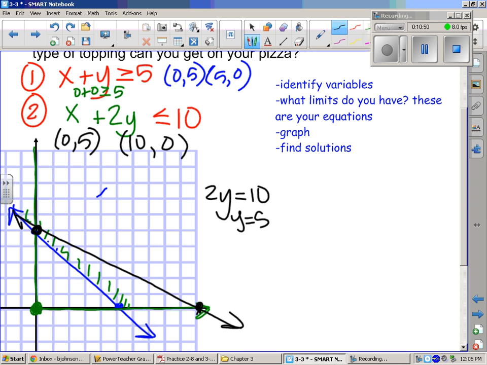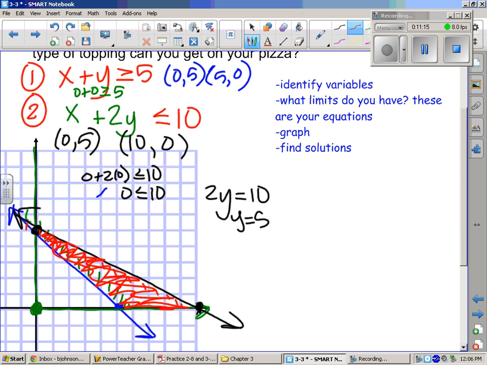Now let's talk about the shading. I did the standard form thing again, so I need to test using 0, 0. If I have 0 plus 2 times 0 less than or equal to 10, I'll get 0 less than or equal to 10. That's true. So on the black line, I'm going to have to go below. So the overlapping area is in this pizza slice.